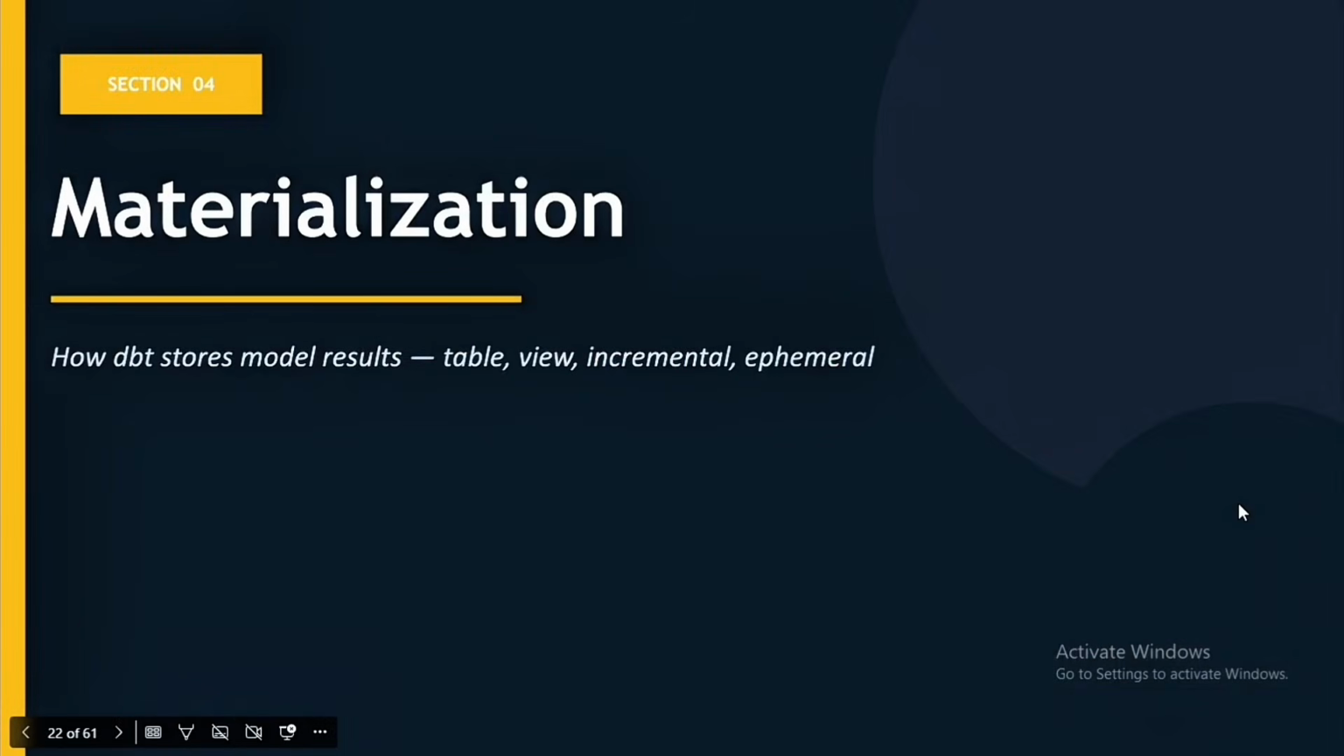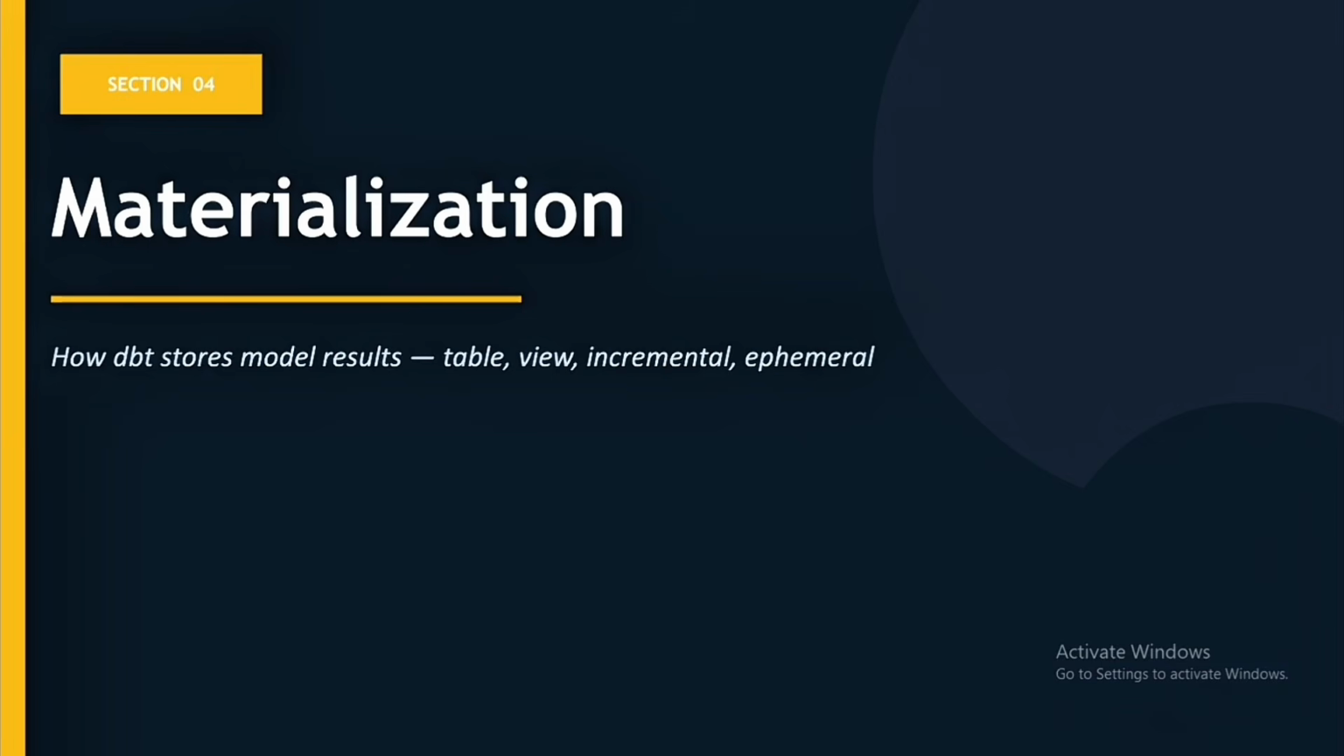Welcome to section 4, materialization. This section is critically important. Once you start building more models, a key question will come up: should this model be a table, a view, or something else? The answer to this question has massive implications for the performance, cost, and freshness of your data in Snowflake. Basically, DBT gives you four materialization strategies, and each one is designed for a different use case. By the end of this section, you will know exactly which one to choose and why.